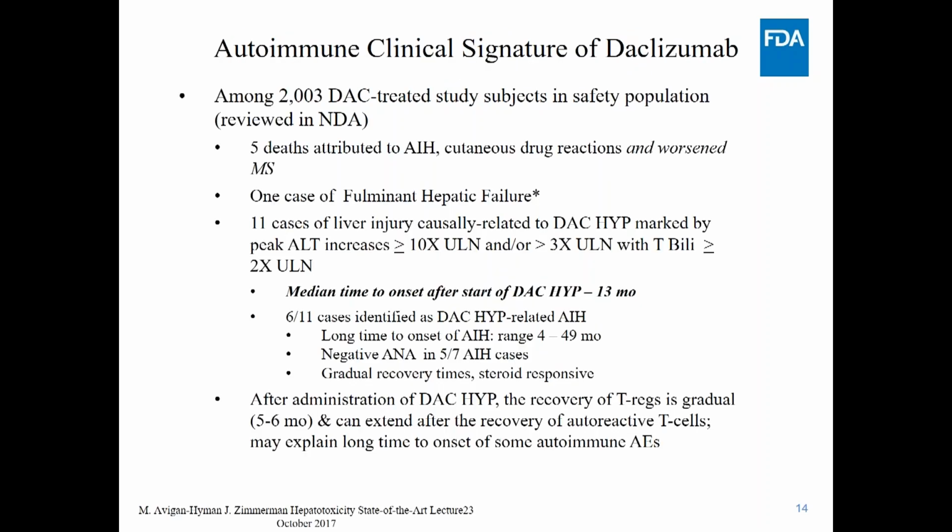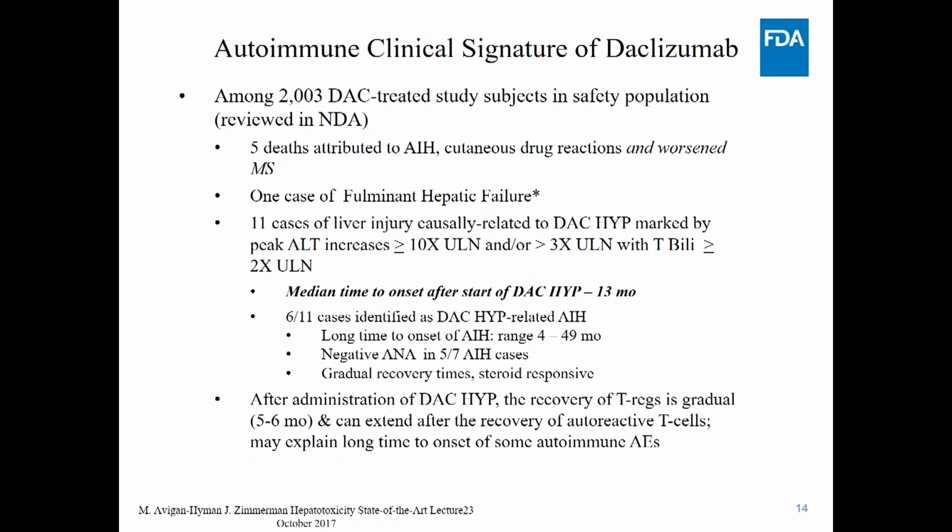So, what was the autoimmune clinical signature of this product? Among 2,000 treated subjects, there were 5 deaths attributed to autoimmune hepatitis, cutaneous drug reactions, and intriguingly, worsened MS, 1 case of fulminant hepatic failure, 11 cases of liver injury that was related to this product, and intriguingly, the median time to onset after the start of the therapy was about 13 months, okay? And so that is very telling and not surprising, as we'll see.